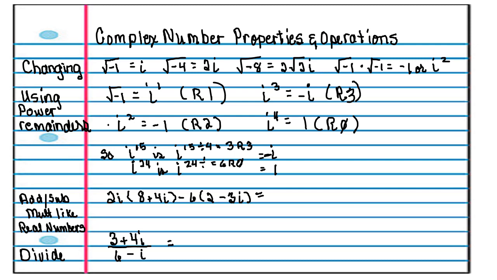Changing a square root, in this case the square root of -1, we call it i.